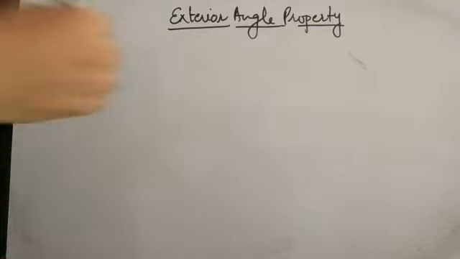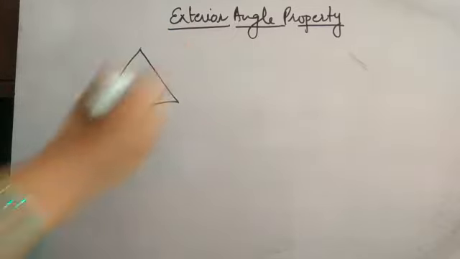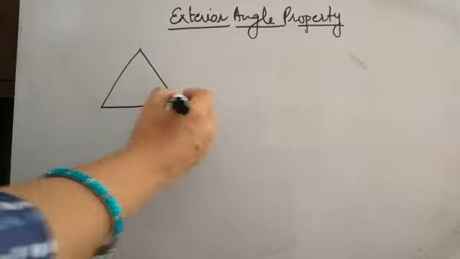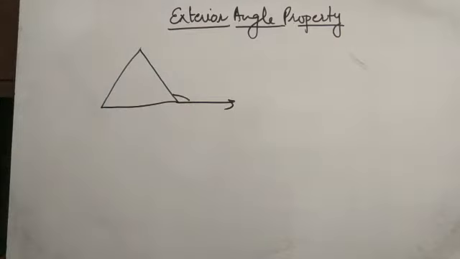We started the triangle and its properties, and in continuation to that, today we will be doing the exterior angle property. Now see what the exterior angle property is. If we draw a triangle, first of all we should know what an exterior angle is. We extend any one of its sides. The angle formed outside is known as the exterior angle.